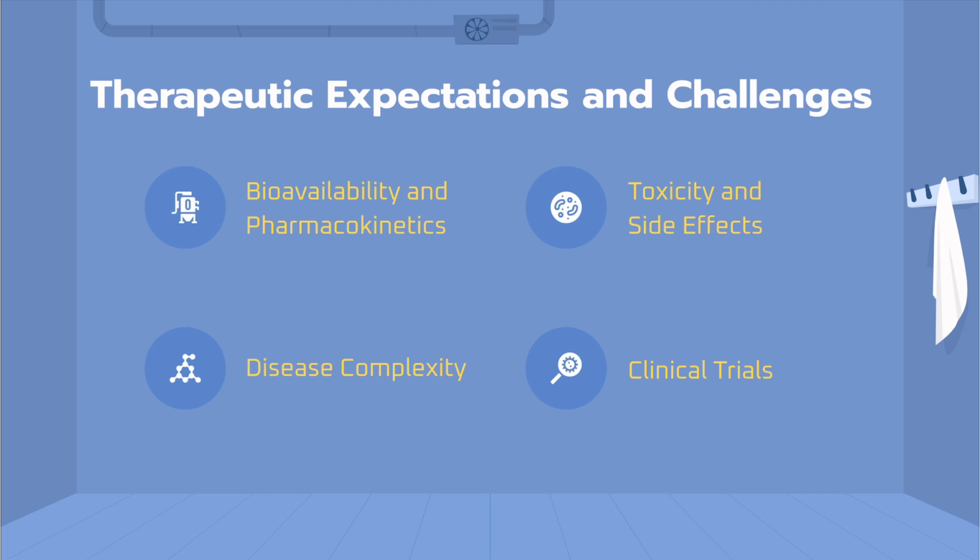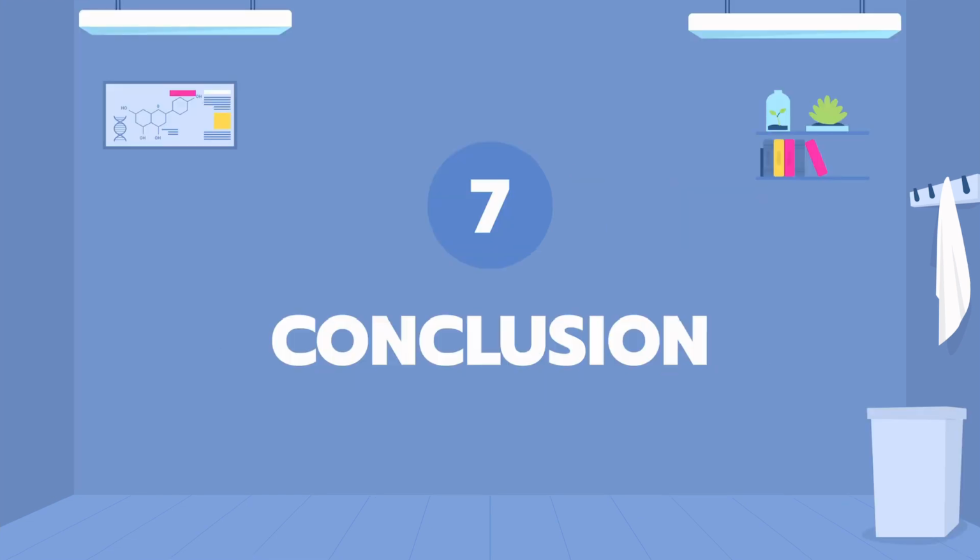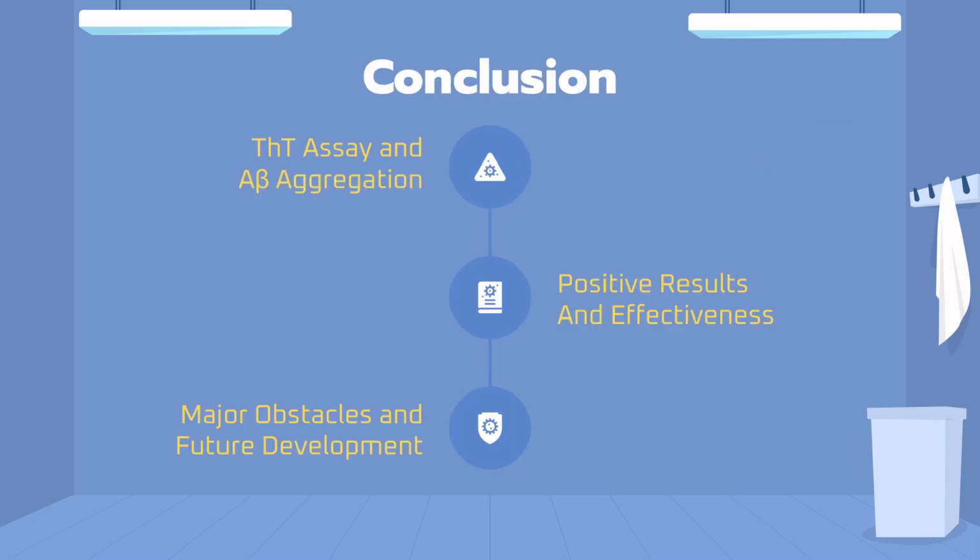Last but not least, clinical trials. Large-scale, long-term clinical trials are required to validate the efficacy and safety of A-beta aggregation inhibitors. These trials are costly and time-consuming, creating a significant barrier to medication development. Finally, the conclusion. The THT assay helps find and characterize inhibitors of A-beta aggregation, providing a quantifiable measure of efficacy.